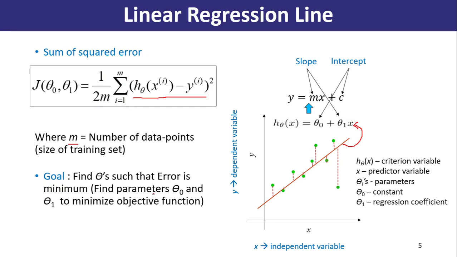And then we are finding out the mean. So ultimately what we need to do is come up with this hypothesis h theta x such that the theta values are providing us the minimum error. Okay, so find the parameters theta 0 and theta 1 to minimize our objective function, and this is nothing but learning. This J of theta 0, theta 1 is known as the objective function or the cost function.